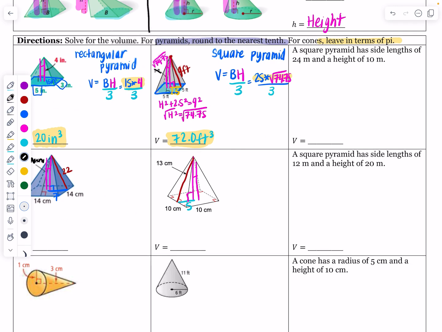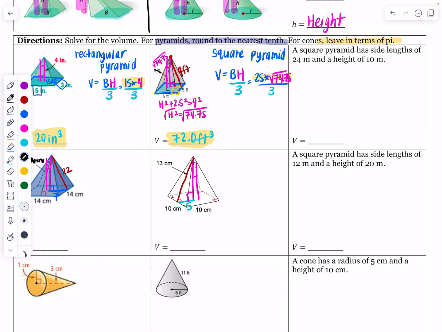Okay? We're going to skip those 2. If you need to come back and check the key for those later, you absolutely can, but that's very similar to what we've been doing. It's just that I've been giving you the slant height and you finding the height, or giving you the height and you finding the slant height. So the same concept. The slant height is always going to be your hypotenuse in that right triangle.